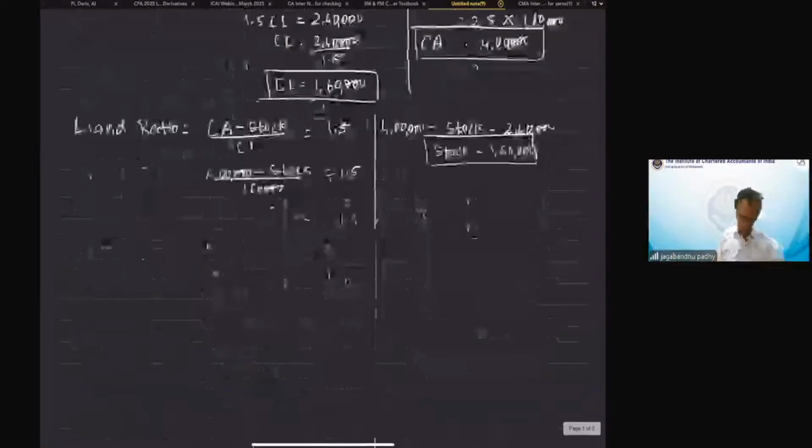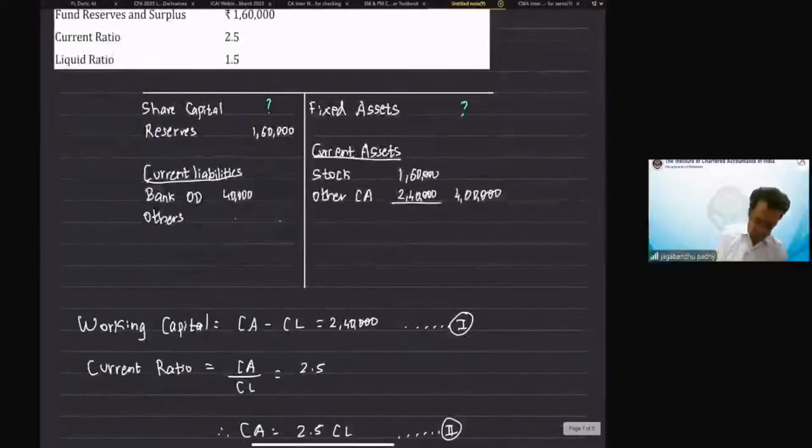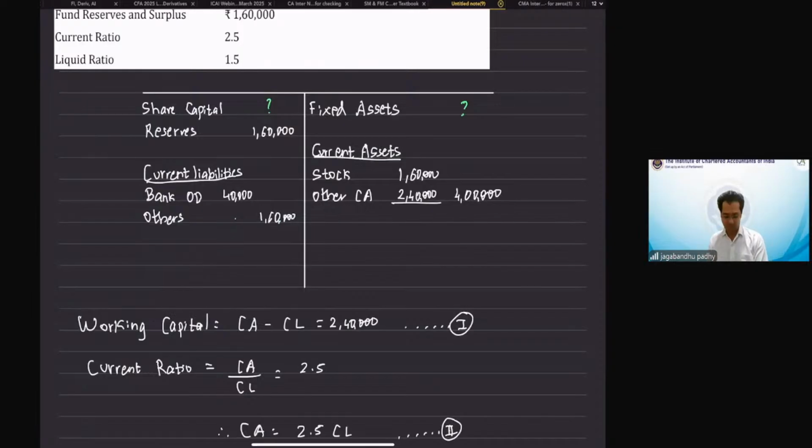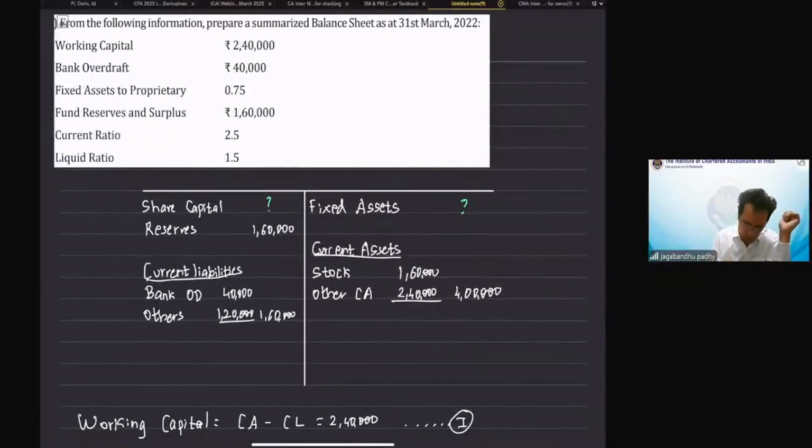Then also current liabilities we have got as 1 lakh 60,000. So can you tell me what will be the other current liability then? 1 lakh 20,000, right? The other current liability is 1 lakh 20,000. We have used all the ratios except this ratio of fixed asset to proprietary ratio. Let's use that.